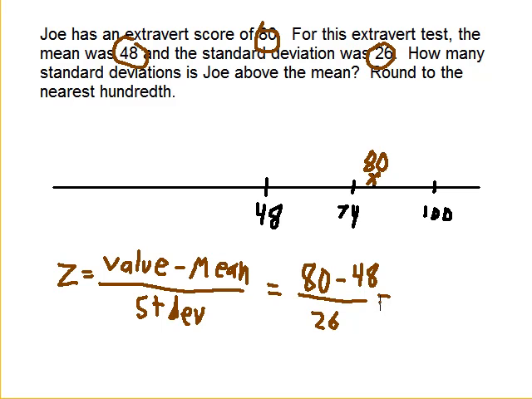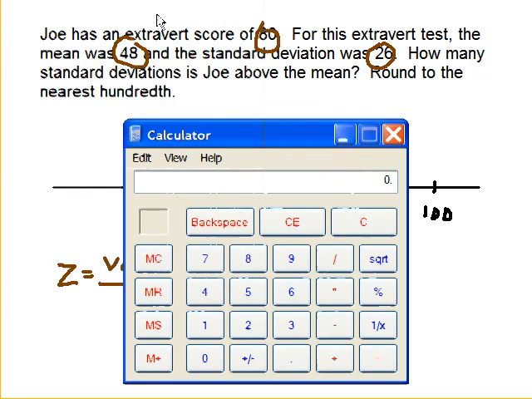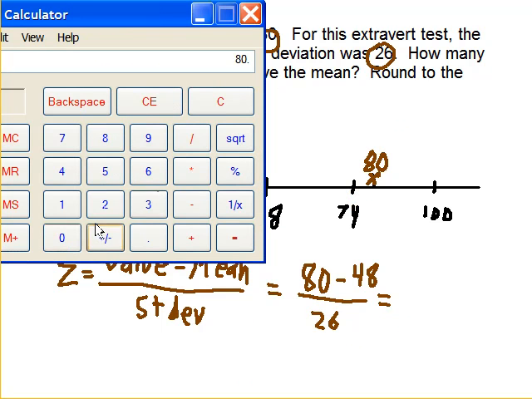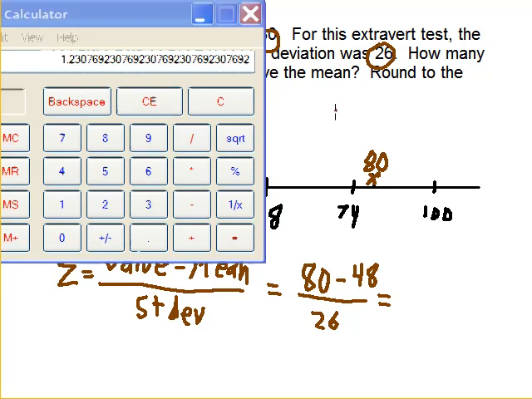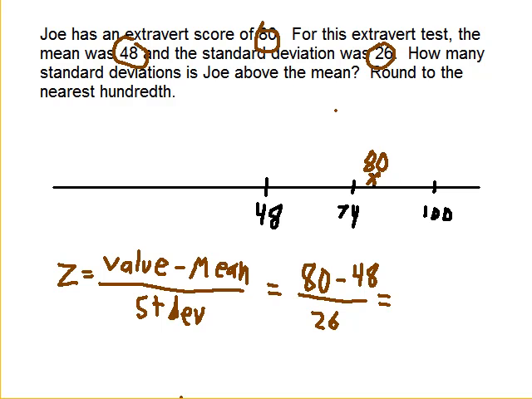Okay, so we bring out our handy dandy calculator to do this calculation, clear our previous contents, and say 80 minus 48, so value minus the mean, equals, divided by 26, which is the standard deviation, and the answer is 1.23. So we know that our buddy here, Joe, is 1.23 standard deviations above the mean. So I'll put here 1.23. And then we're done. So Joe is 1.23 standard deviations, almost 1 1/4 standard deviations above the mean.